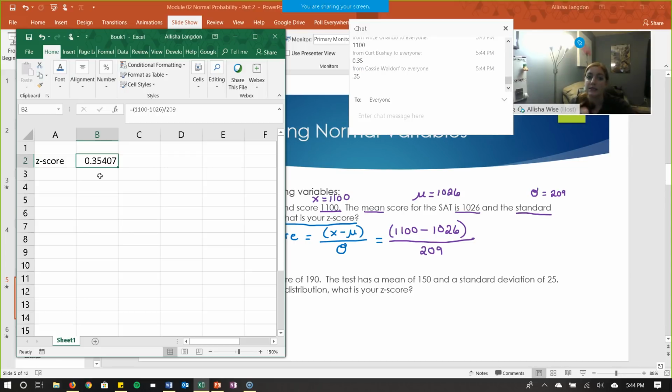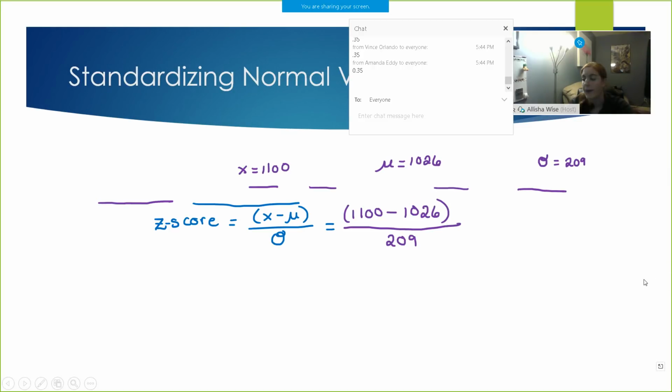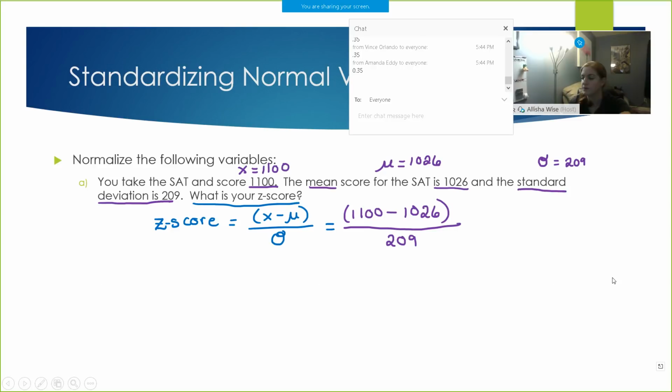Excellent, 0.35, yes. So remember, we look to that next digit, which is a 4. Okay, we're not going to round up, so 0.35. Let's go ahead and talk about what that means. So we got 0.35. That is our z value. Okay, that is our z-score.